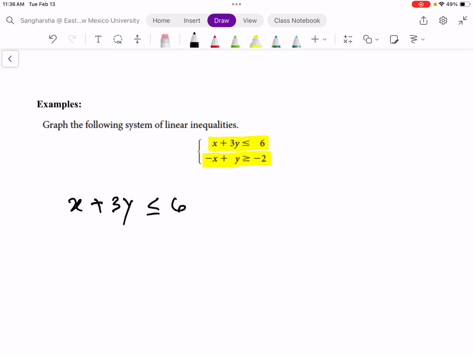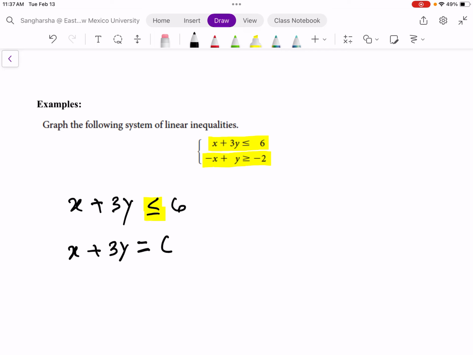We are trying to solve this system of linear inequality. We are trying to graph, and from the graph we're going to get the solution. The very first step when you are solving the system of linear inequality is we replace our inequality sign by equals to sign. So we have x as it is, positive 3y as it is. Instead of less than equals to, we have equals to 6.